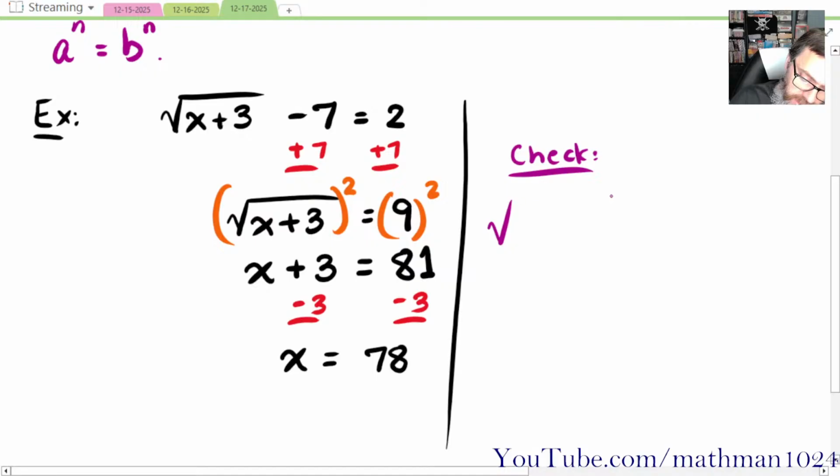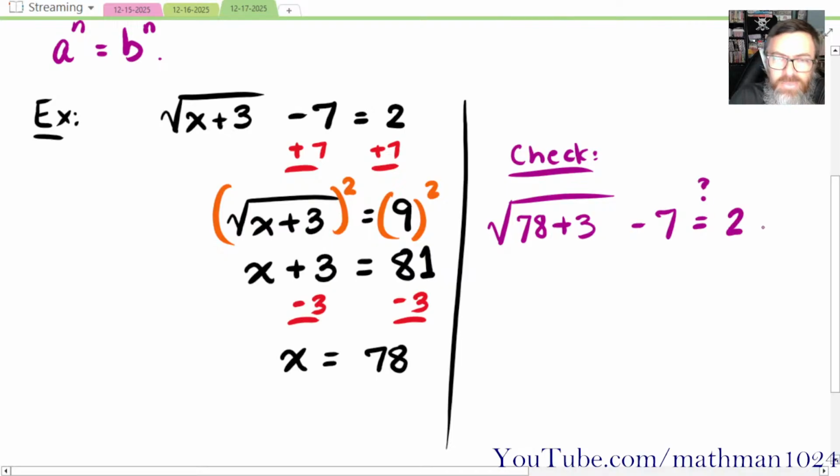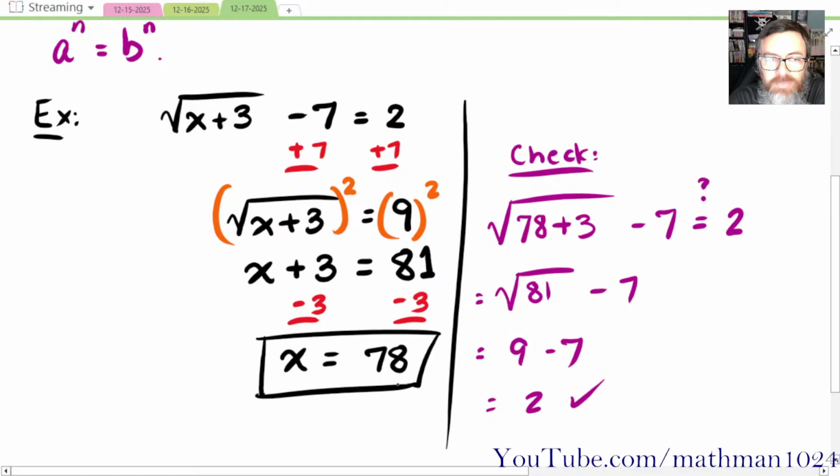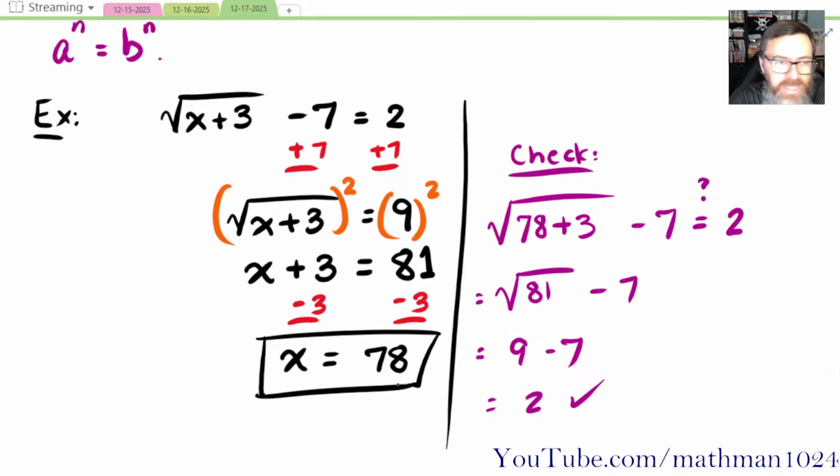So I want to check that if I plug in 78 for x, what does all of this equal? Well, we end up with the square root of 81 minus 7, which is 9 minus 7. It equals 2. So yes, it does work out. So now I can safely box this answer. And that's really all that we're doing here. So please, oh please, do not try to make it more complicated than that.